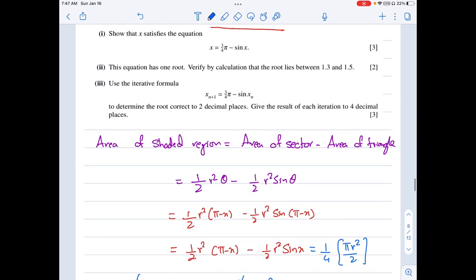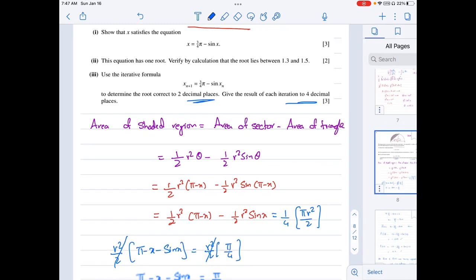Coming to the third part, use the iterative formula x(n plus 1) is equal to 3 pi by 4 minus sin xn. Determine the root to 2 decimal places, giving each iteration to 4 decimal places.